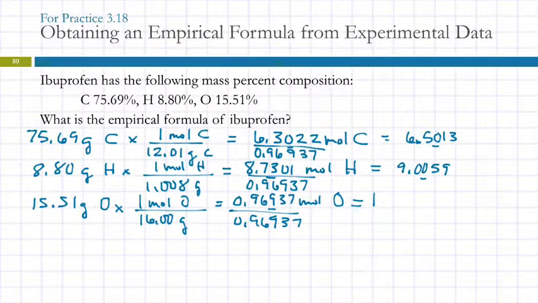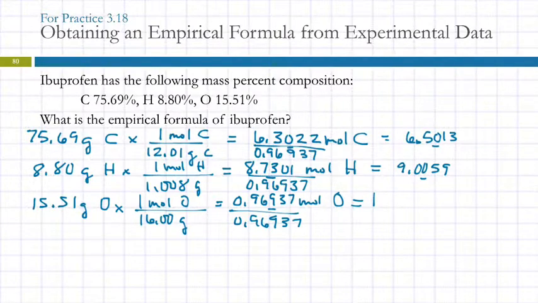So the 1 is awesome. That's an integer. The 9.00, that can be rounded. What about this 6.5? Can we round that to 7? No. So we need to multiply this by something to make it into a whole number. We're going to keep the ratios correct by doing the same thing to all of them.